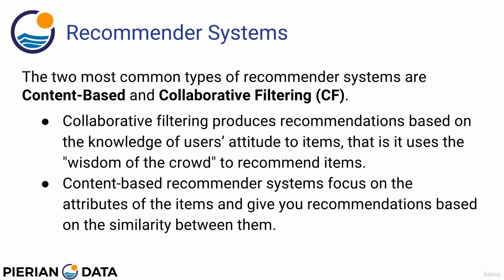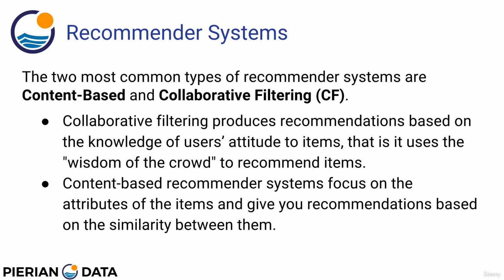Let's go ahead and give you a light background on recommender systems theory in general. The two most common types of recommender systems are content-based and collaborative filtering. Collaborative filtering produces recommendations based on the knowledge of users' attitude to items. That is, it uses the wisdom of the crowd to recommend items. You can think of this as something like Amazon, where based on other people's shopping experiences, Amazon will suggest items that it believes you will enjoy.